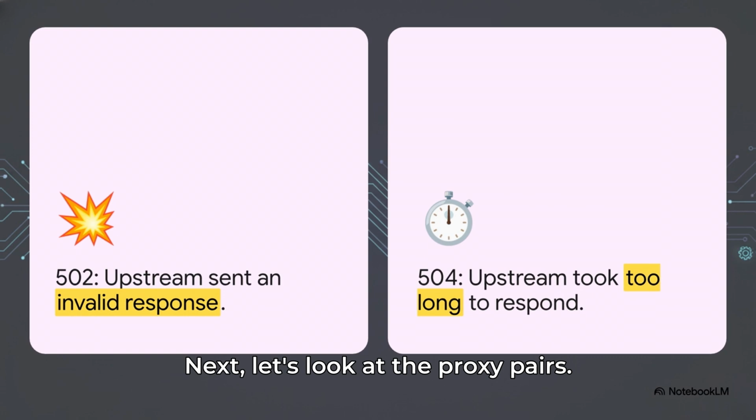Next, let's look at the proxy pairs, 502 versus 504. A 502 Bad Gateway is a connection or format failure. Nginx reached out to the upstream, but the connection was refused or the response was totally unreadable, meaning the upstream likely crashed or is misconfigured. A 504 Gateway Timeout, on the other hand, is purely about time. The upstream is running perfectly fine, but is just so slow that it's exceeding the proxy's patience.